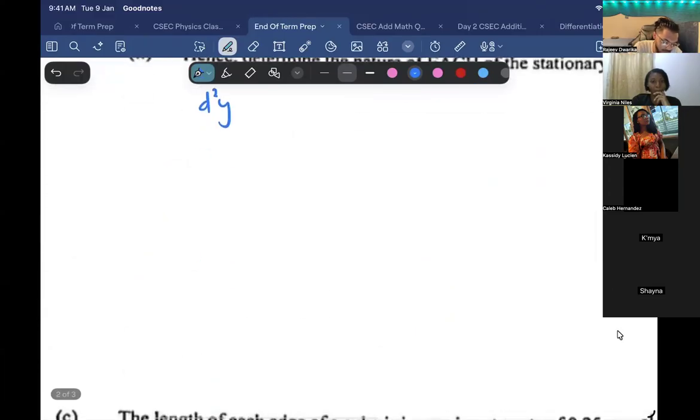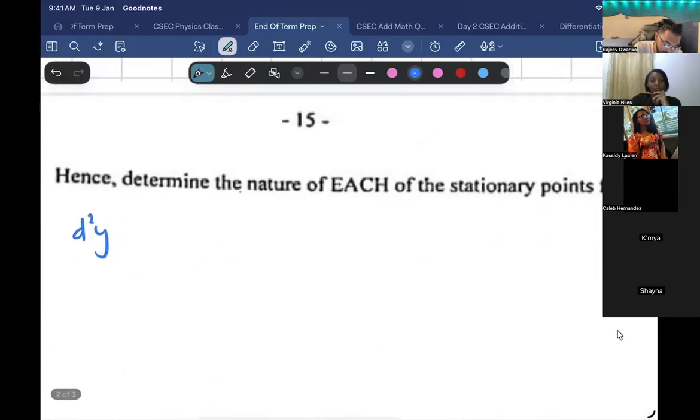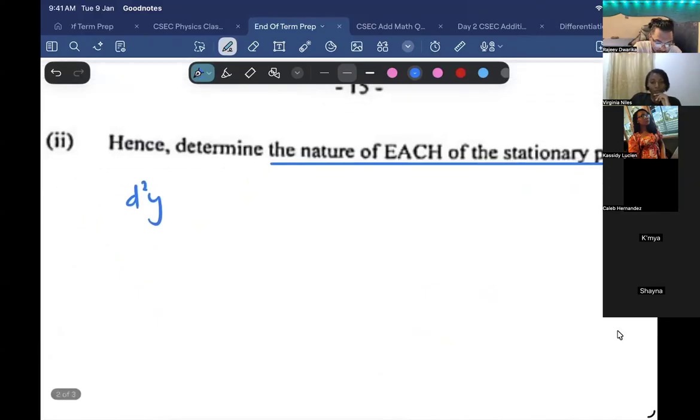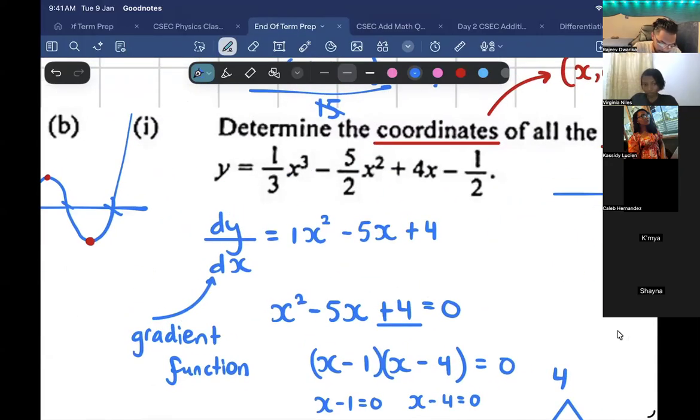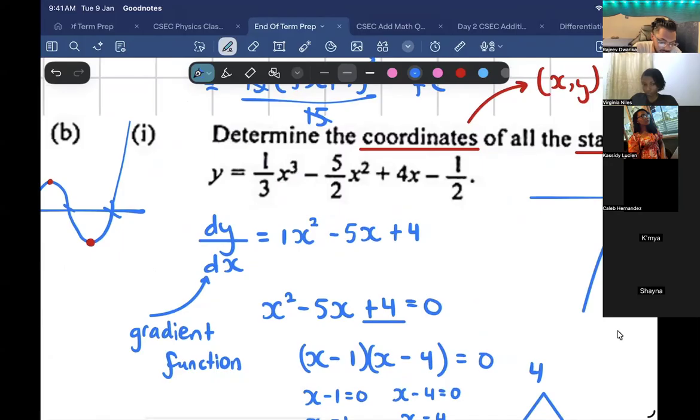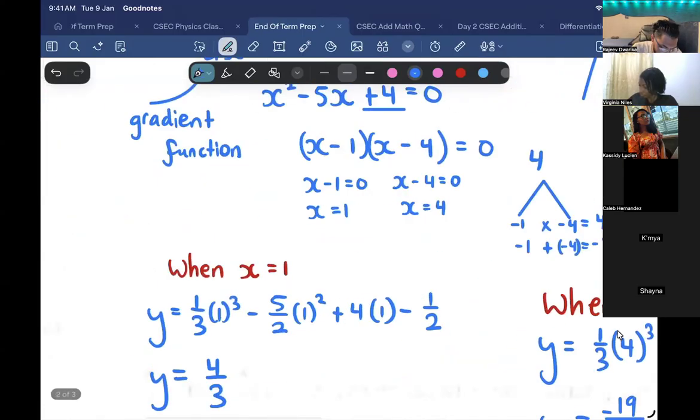Yes, sir. All right, so when they're asking for the nature of each stationary point, they really want you to find the second derivative, because that will tell you the nature of the stationary points. So that would be d2y over dx squared. That just means you're going to differentiate another time. You see how we had dy over dx here? I want you to differentiate that another time for me. 2x minus 5. That's all.